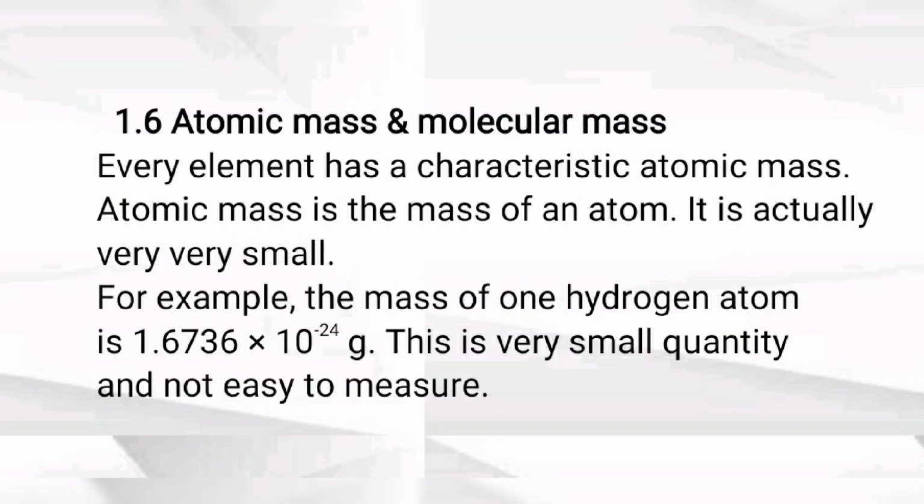Now we'll start point number 1.6, atomic mass and molecular mass. We know that every element has a characteristic atomic mass. Atomic mass is the mass of that atom. It is actually very small. Atoms are very small, so it is not convenient to measure the mass of any atom. For example, the mass of one hydrogen atom is 1.6736 into 10 raised to power minus 24 gram. This is a very small quantity and not convenient to measure.